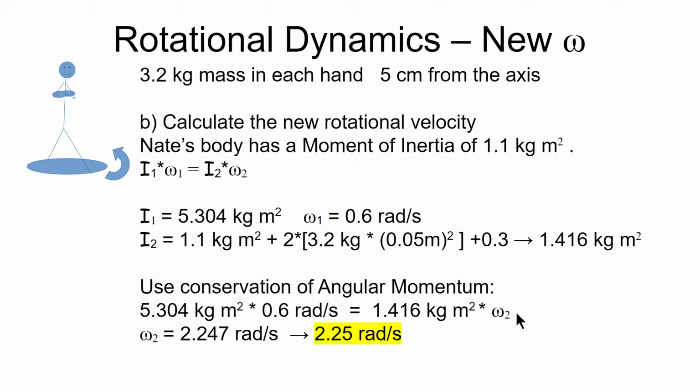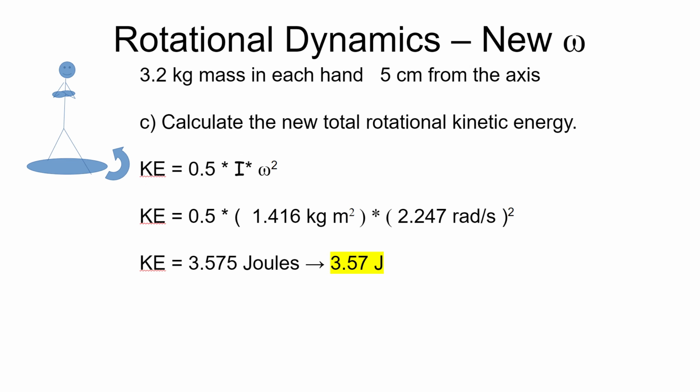And now I'm applying conservation of angular momentum. So I have an I times omega on the left, an I times omega on the right. And this omega 2 is the unknown, the new rotational velocity after Nate pulls the masses inward. And I came up with a rounded version, 2.25 radians per second now for the system. The platform is spinning at this rate, Nate's body is spinning at this rate, the masses are spinning at this rate. What is the new rotational kinetic energy?